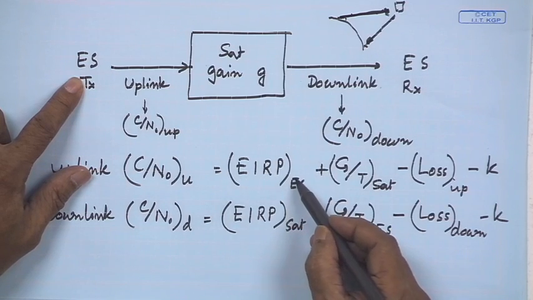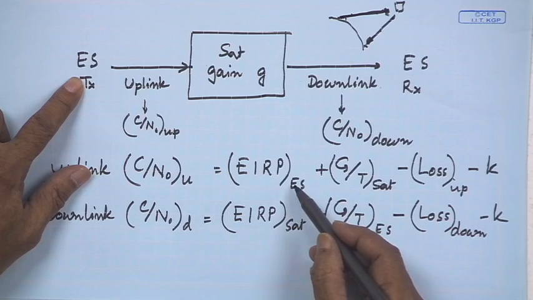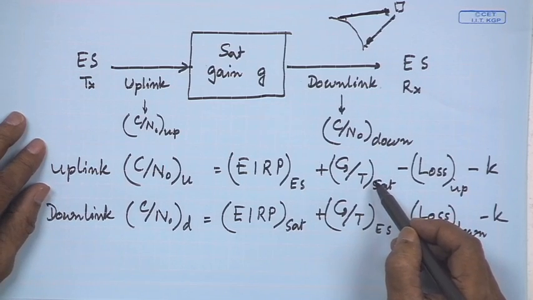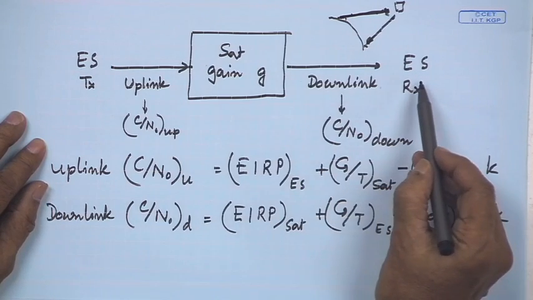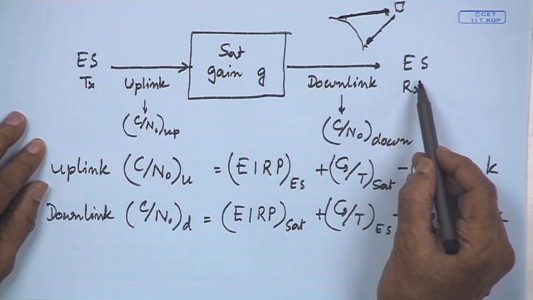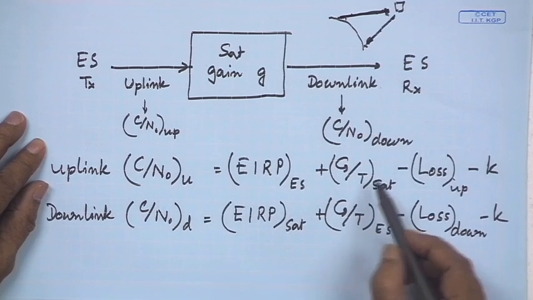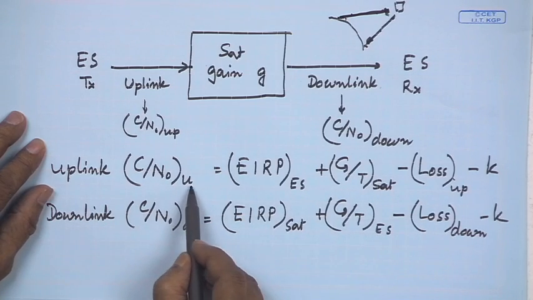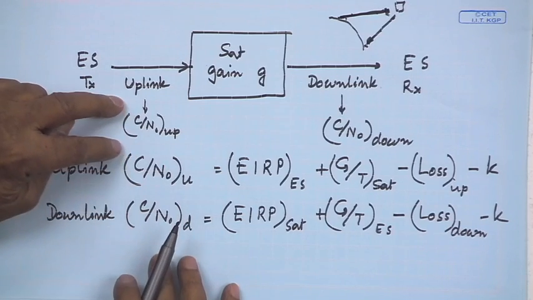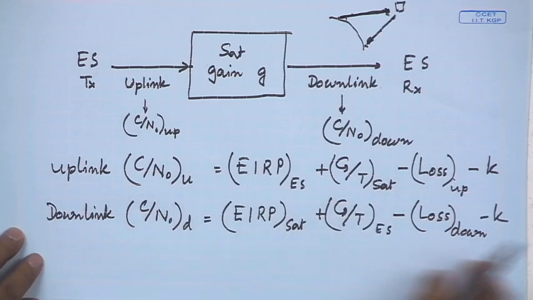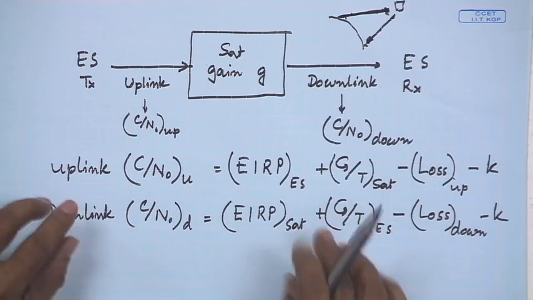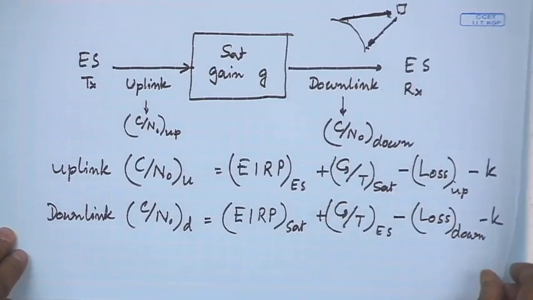So, EIRP of the earth station and EIRP of the satellite in the uplink path and downlink path will be different. Similarly, the receiver characteristics of the satellite and of the earth station, as well as the antennas, are different. So, G by T of the satellite and G by T of the earth station will be different. So, uplink C by N0 and downlink C by N0 are independent things. They may have different values, or they may be adjusted to almost the same value. So, let us try to see what really happens in totality.